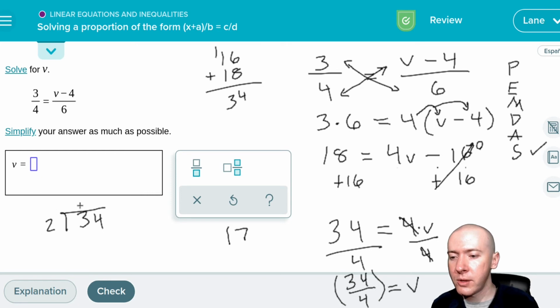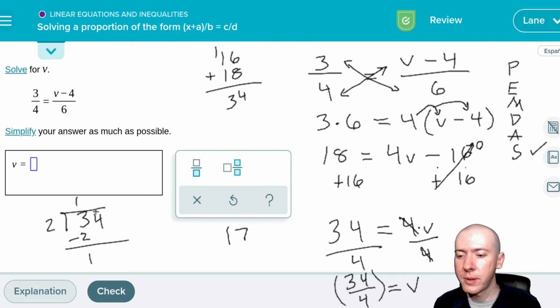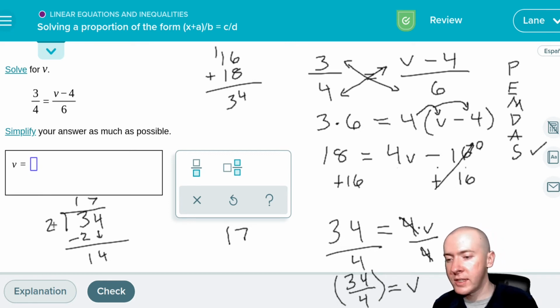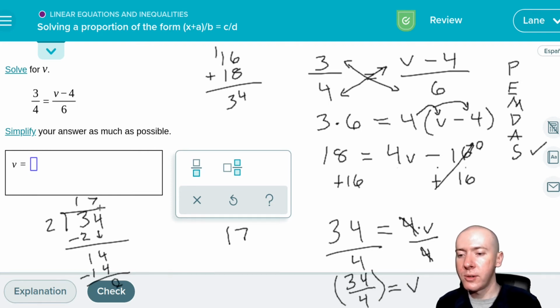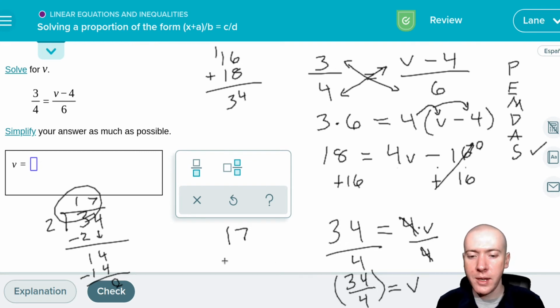Let's see, 2 goes into 3 one time. 1 times 2 is 2. 3 minus 2 is 1. Bring down the 4. And 2 goes into 14 7 times, and then 7 times 2 is 14, and 14 minus 14 is 0. So 17 is the quotient of 34 and 2.